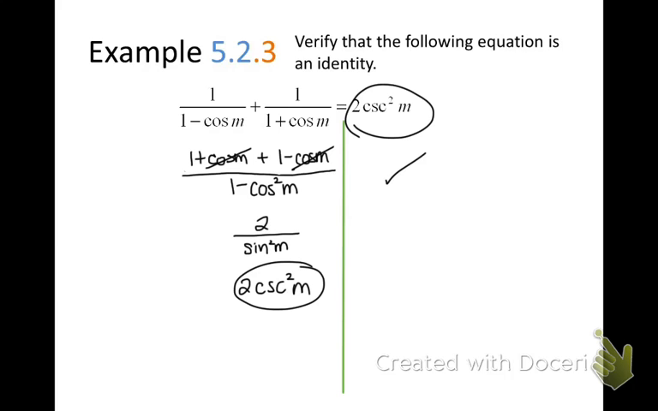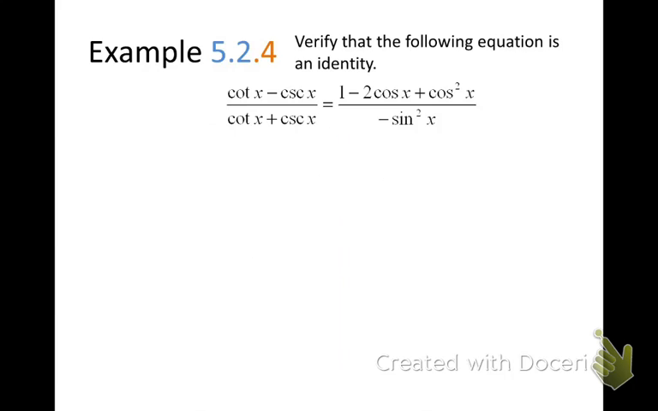Last one. All right, let's put our line down the center so I know where I'm working.